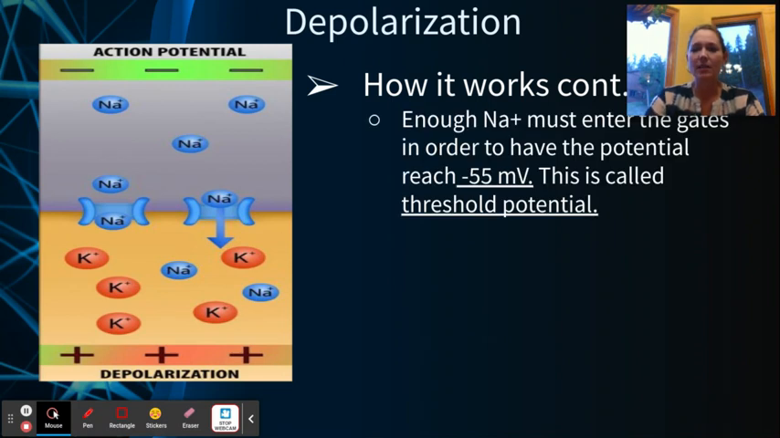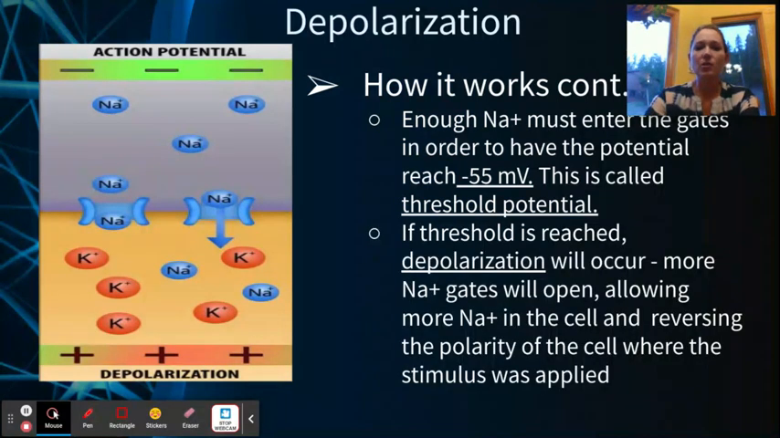So then what happens is if enough sodium enters through the gates, it has to reach a threshold potential of negative 55 millivolts. So enough has to go in to get it above negative 55. And so that's going to be one of those things that you guys are going to have to remember, the threshold potential. And so if the threshold is reached, then depolarization will occur and it'll cause more sodium gates to open, allowing more sodium into the cell and reversing the polarity of the cell where the stimulus was applied.